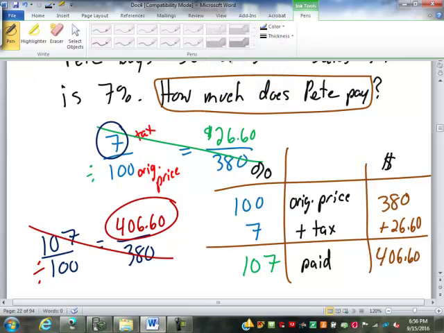What do you think? Better than a sharp stick in the eye? What's that? Wouldn't it just be quicker to multiply the 380 by 1.07? Yes, if you wanted to use the rate, you could do 1.07, which is 107%. Yep.